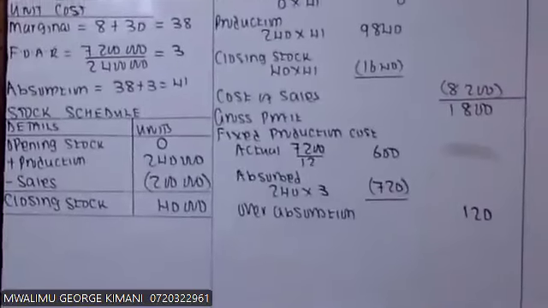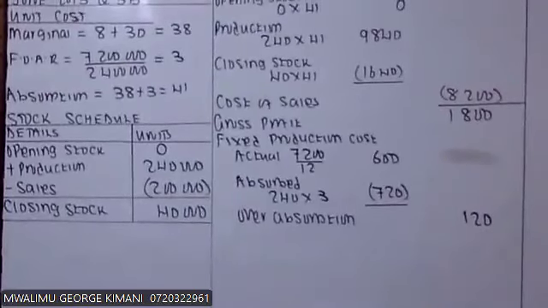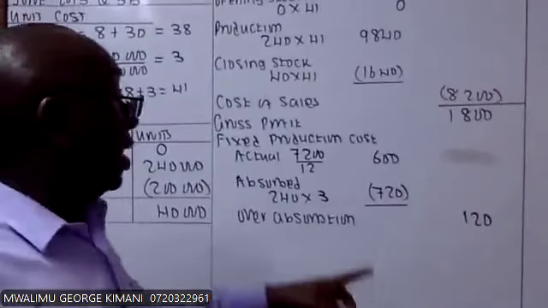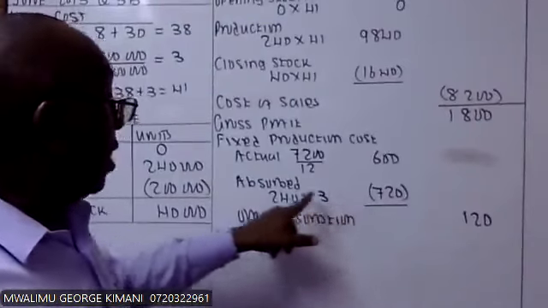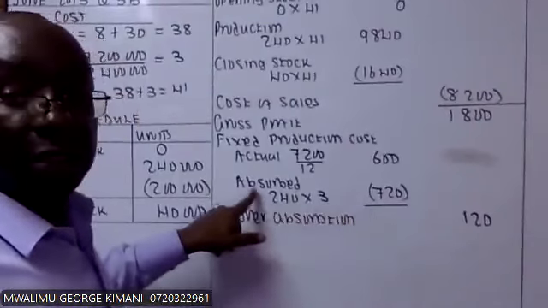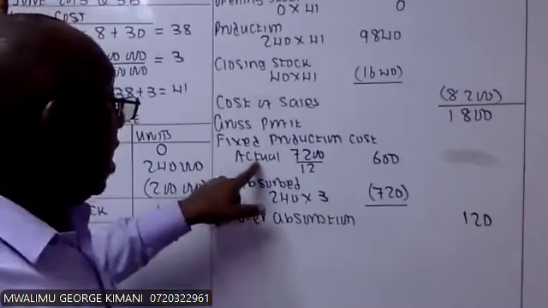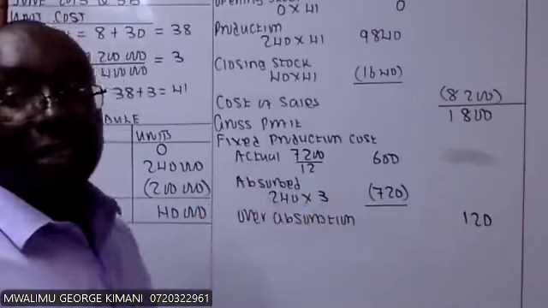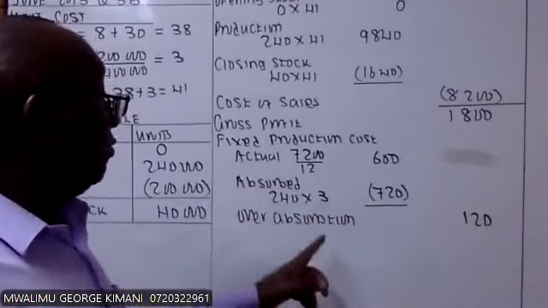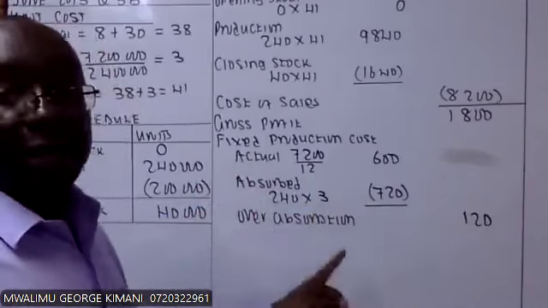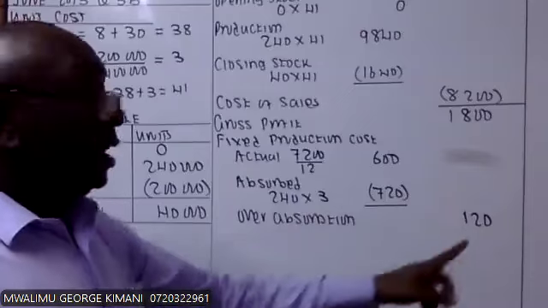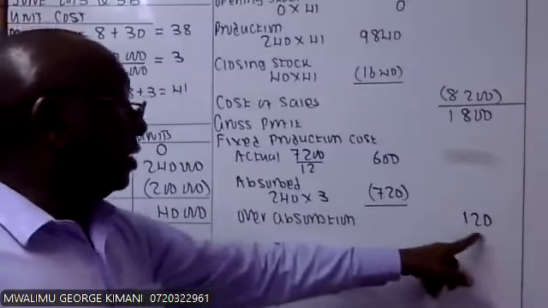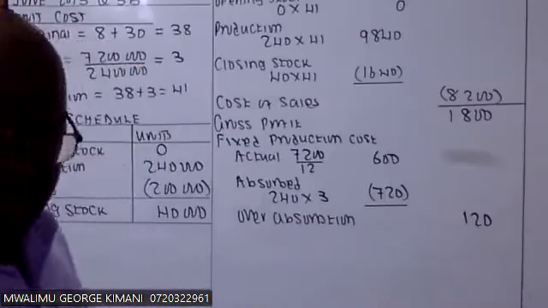And if these signs confuse you, you can also start with the absorbed here and bring the actual here. But the key thing is the understanding of whether this is over or under. If it is under, you subtract. If it is over, you add. That's the key thing.